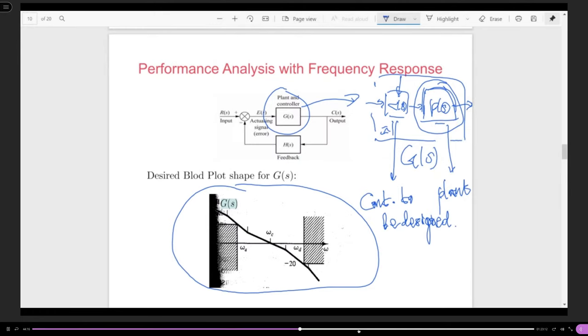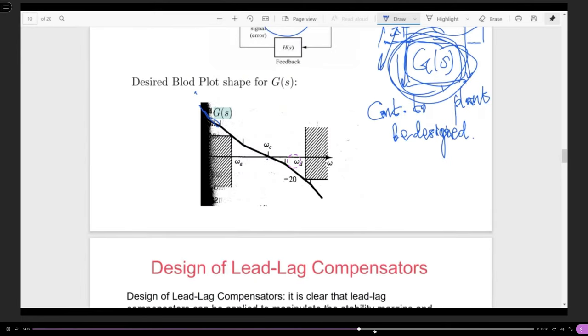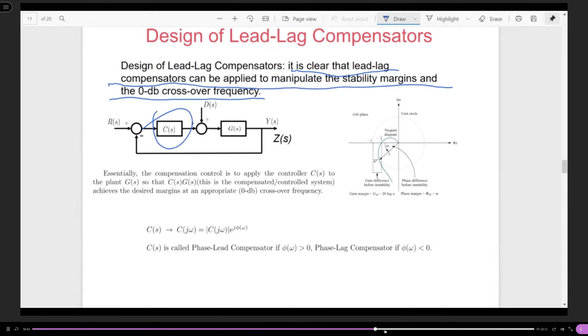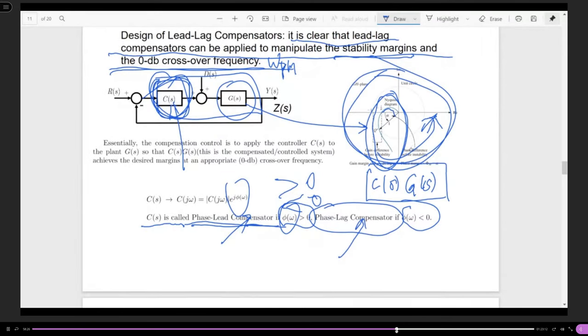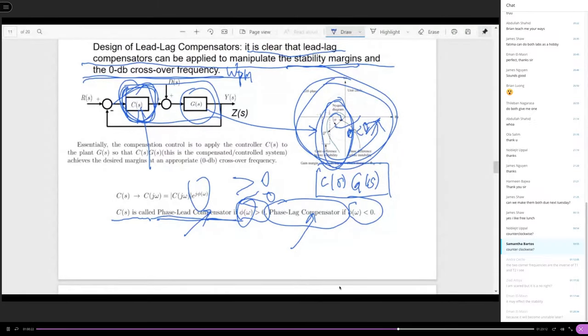Just to find this out deeper, because you want to factor C of S, okay? Positive phase. And the positive phase, this is a negative phase, remember? This means the phase is negative, right? So you add a positive phase, then you're going to drag this plot counterclockwise. When you drag the plot counterclockwise, what happens to the alpha? Phase margin becomes larger, right?